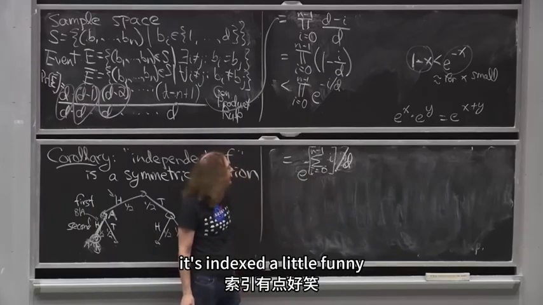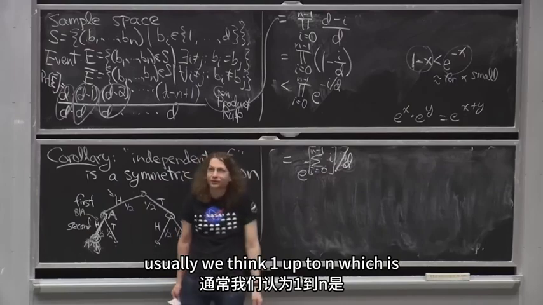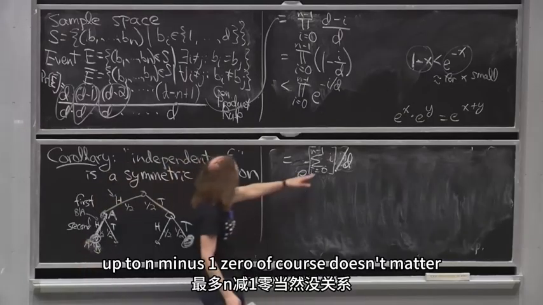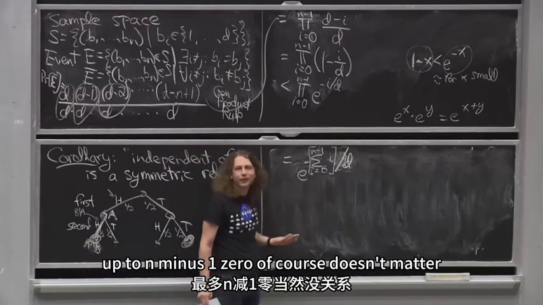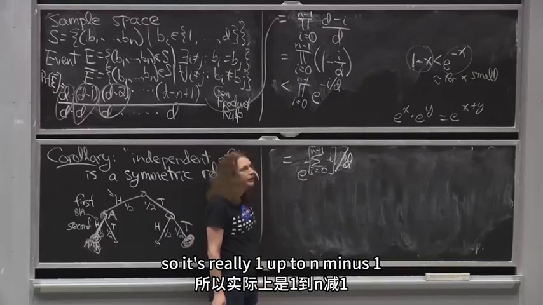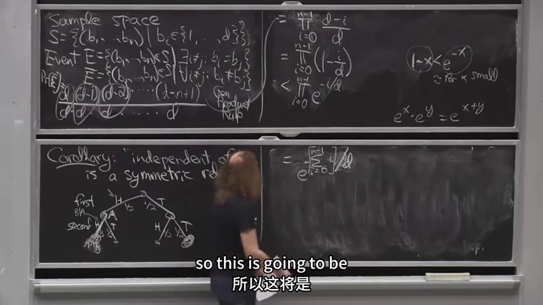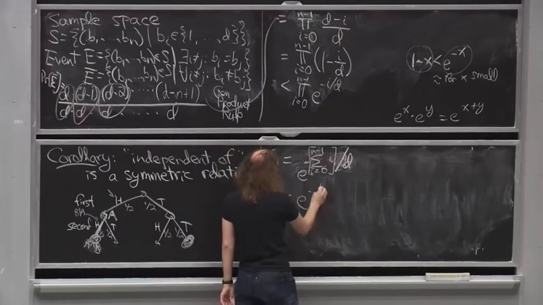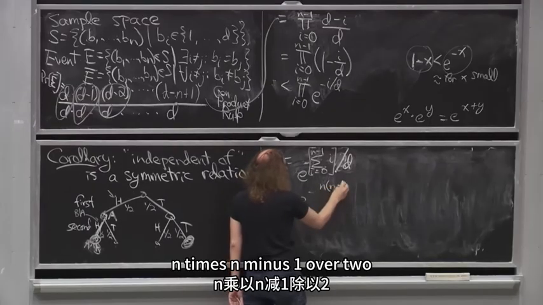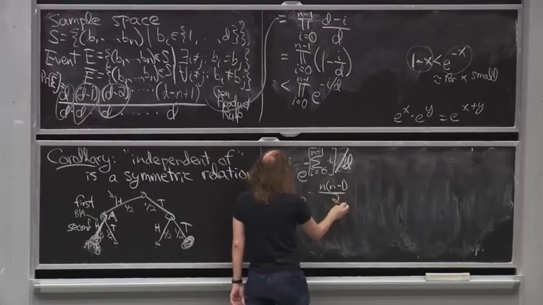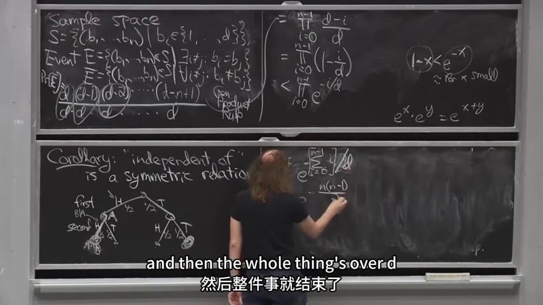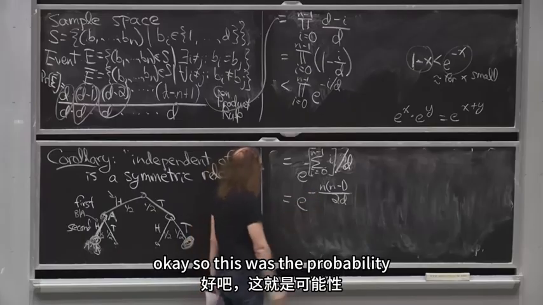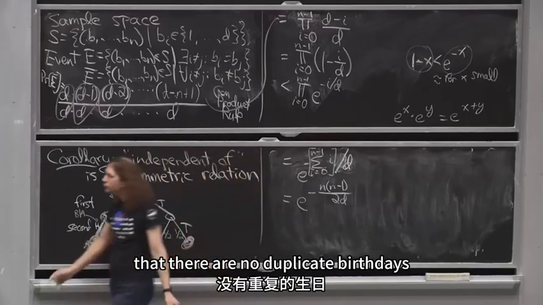It's indexed a little funny. Usually we think 1 up to n, which is n times n plus 1 over 2. This is 0 up to n minus 1. 0, of course, doesn't matter. So it's really 1 up to n minus 1. So this is going to be e to the minus n times n minus 1 over 2. And then the whole thing's over d. So we end up with a d in the denominator. OK, so this was the probability that there are no duplicate birthdays.